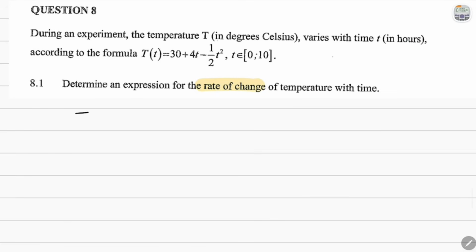And so to find this, T of t is equal to, I just rewrite this first. I'm rewriting it just to see if there's anything we have to change. Everything seems fine. There's no t in the denominator or anything like that.